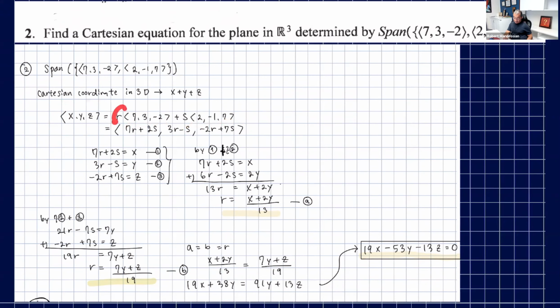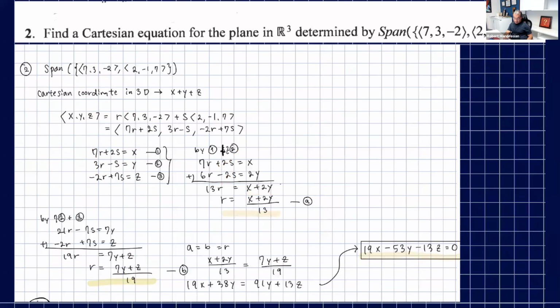You simplify that, so the first component is 7r plus 2s, the second component is 3r minus s, and the third component is negative 2r plus 7s. So x is the first one, y is the second one, and z is the third one. From here, what you want to do is eliminate r and s and get an equation with x, y, and z. To do that, you take the first equation and add 2 times the second equation. So s is canceled, you isolate r, and that's r.